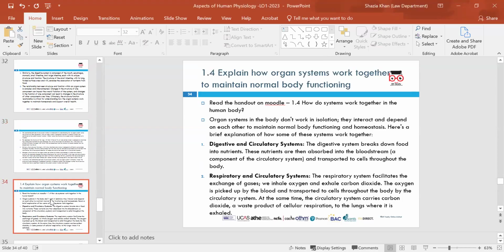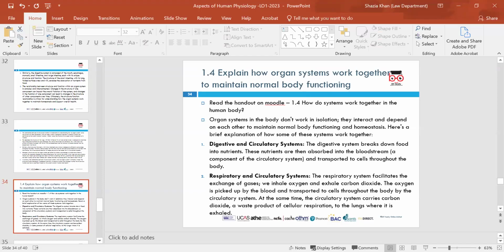So 1.4, explain how organs work together to maintain normal body function. We mentioned a little bit earlier that the digestive system gets nutrients from food and hands them over to the blood, and the circulatory system then carries those nutrients where they need to go. It also filters waste from the body and pushes it through the intestines out of the body. This is how the digestive and circulatory systems work together well.